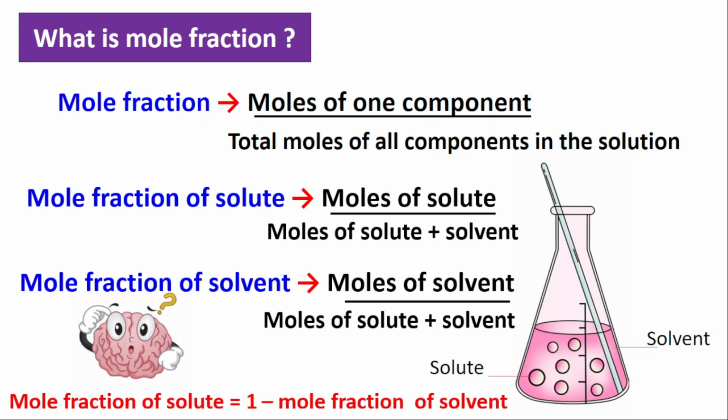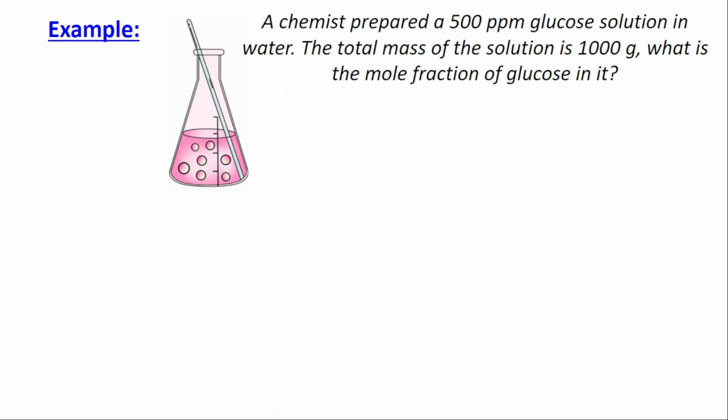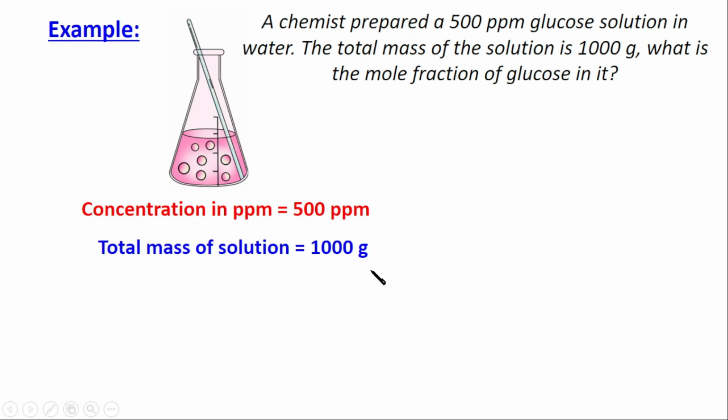Let's understand it with the help of an example. The question here says a chemist prepared a 500 ppm glucose solution in water. The total mass of the solution is 1000 grams. What is the mole fraction of glucose in it? Now to convert the given concentration from ppm to mole fraction, the information provided in the question is concentration in ppm, that is 500 ppm, and the total mass of the solution, that is 1000 grams.